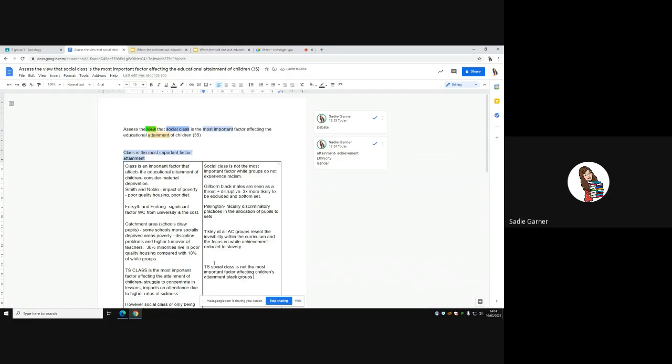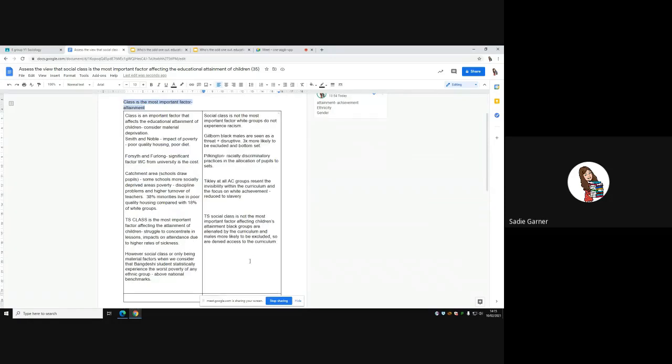Black groups are alienated by the curriculum. And males are more likely to be excluded, so are denied access to the curriculum. Social class is not the most important factor. Black groups are alienated by the curriculum.